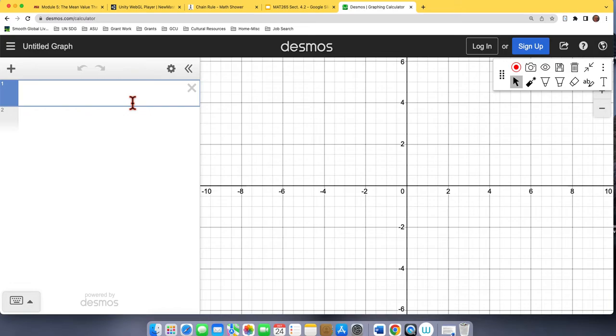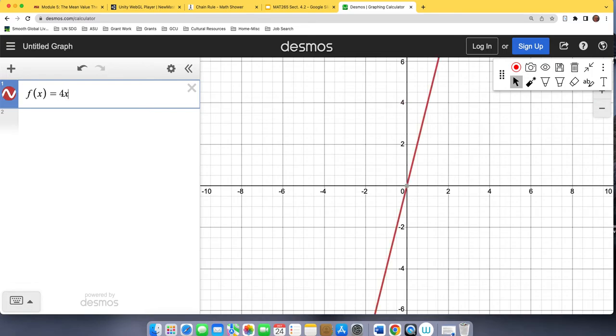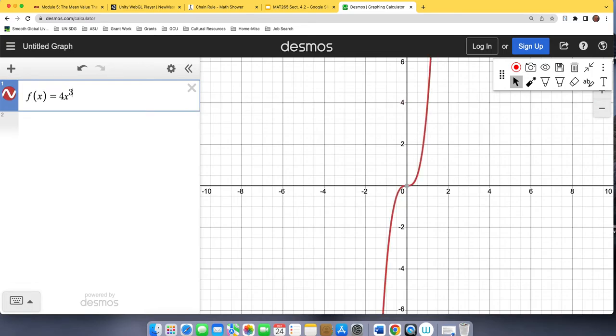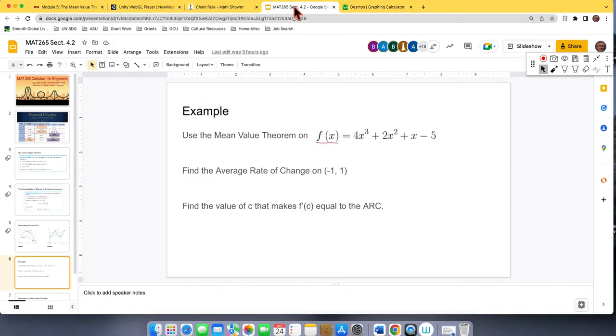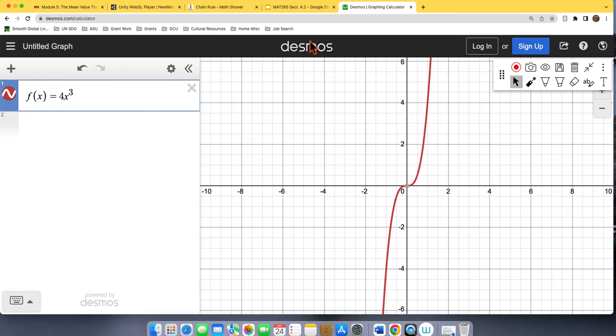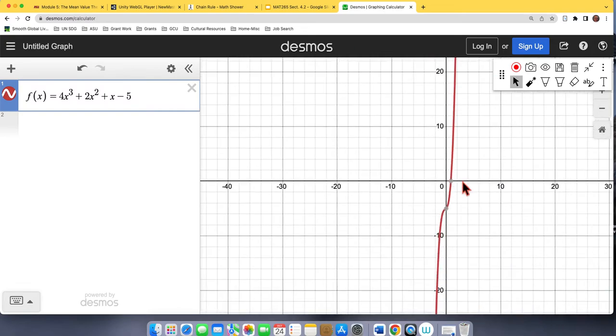Okay, so we've got a function, f of x equals, what was it? 4x cubed plus 2x squared plus x minus 5. So there's our function.